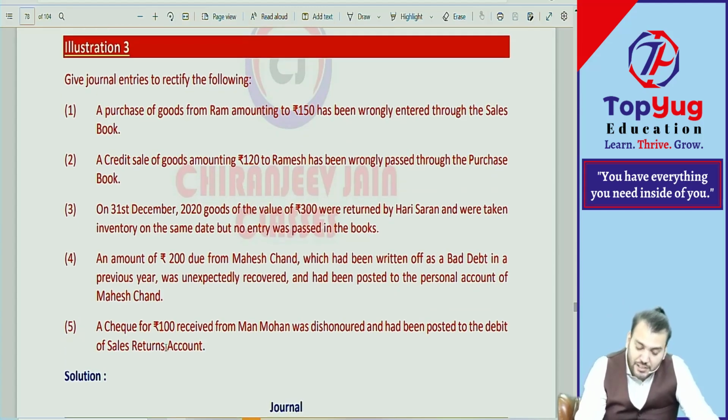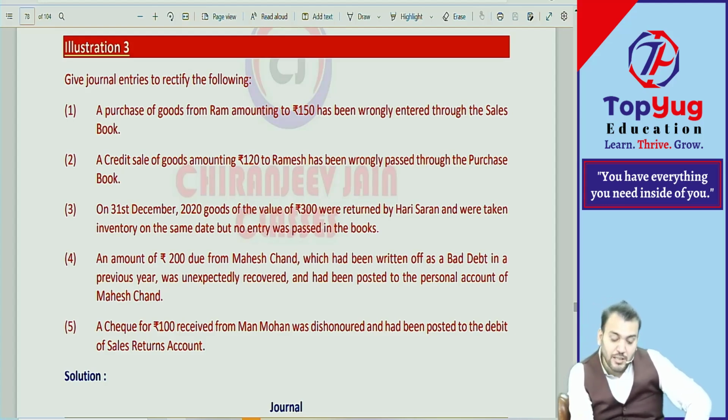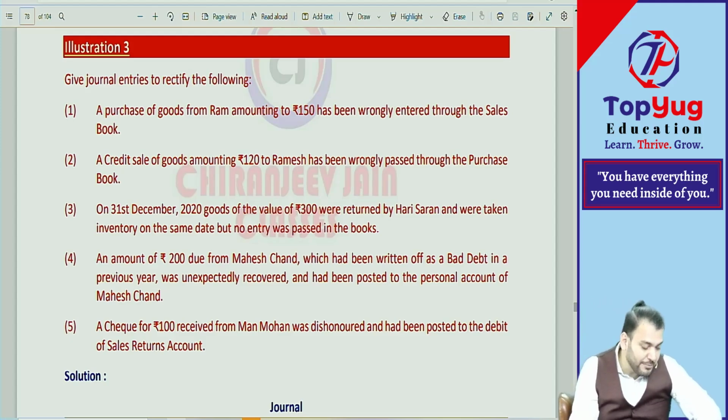Point number 5. A cheque of rupees 100 received from Manmohan was dishonored but has been posted to the debit of sales return account. What is the journal entry of dishonor? Whenever a cheque is dishonored, what journal entry will we do? Manmohan account debit to bank. But it has been posted to the debit of sales return account. Means instead of Manmohan account they have debited what? Sales return account.